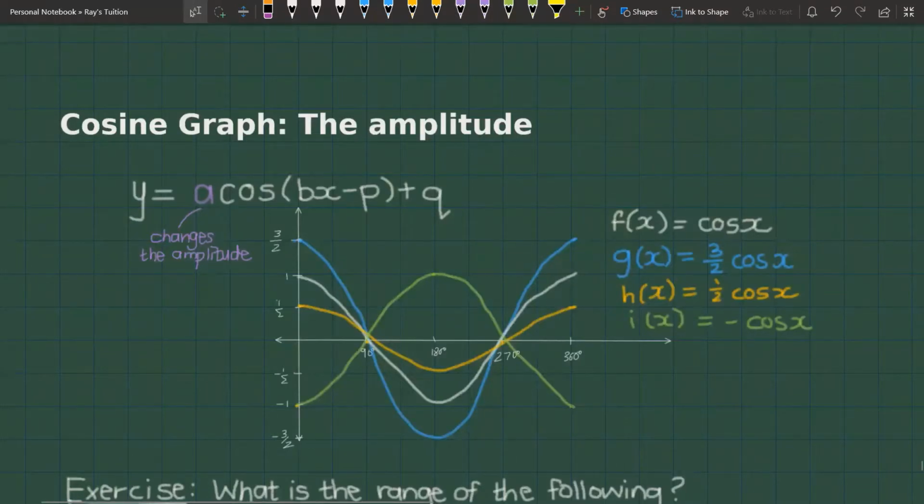In this video, we have a look at the cos graph. We are specifically looking at the A parameter, which controls the amplitude of the graph. So the equation, just to remind, is y = a cos(bx - p) + q, where A is the coefficient of our cos.